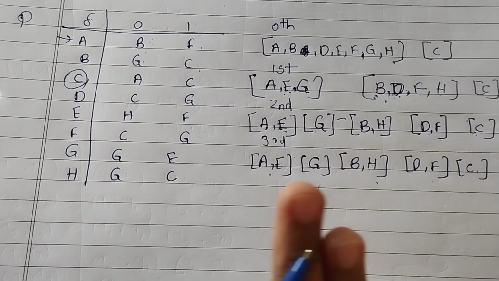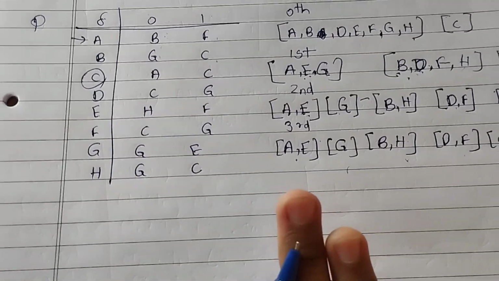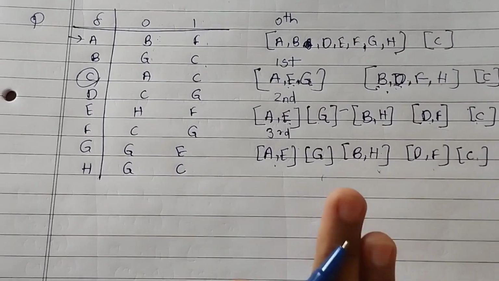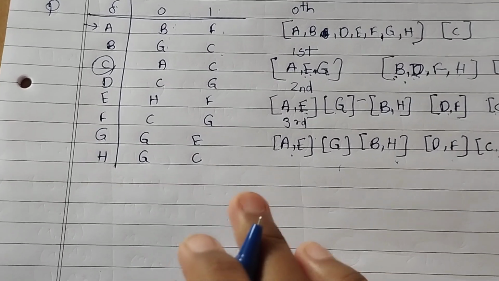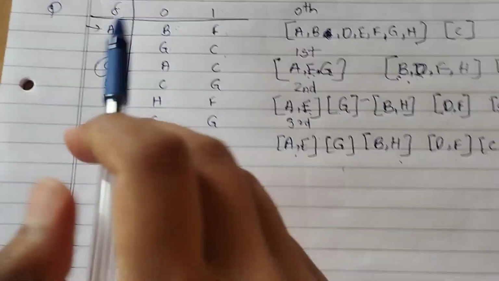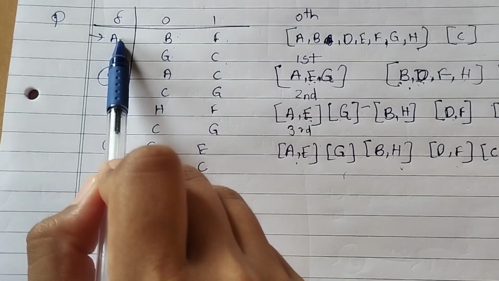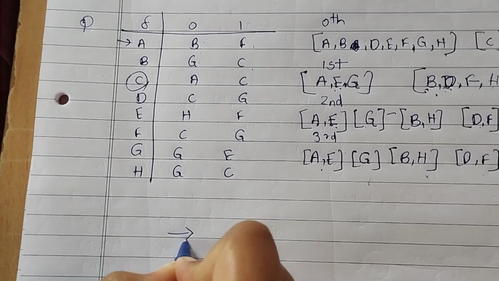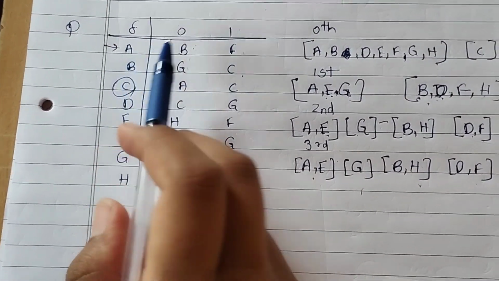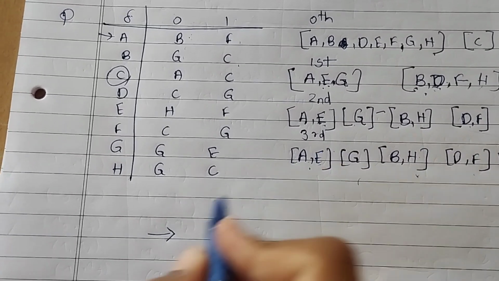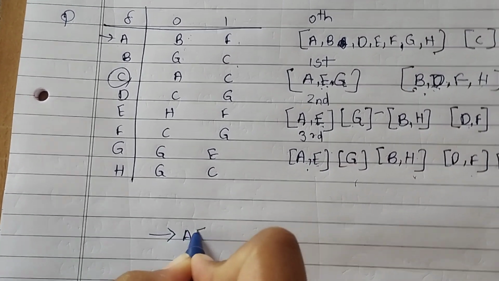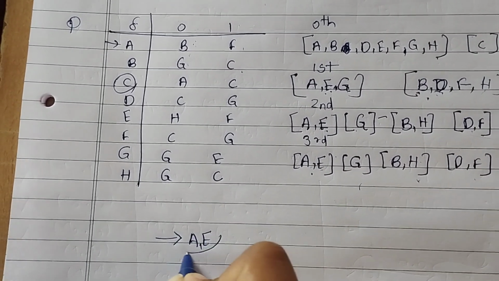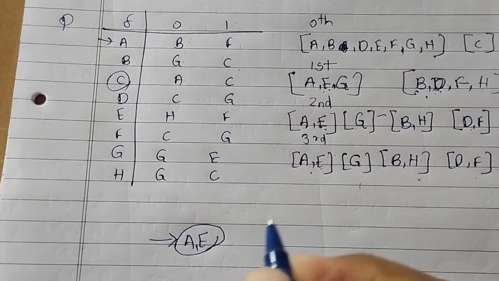So now our partitioning is over. Equivalents we do not find further, so we stop here. Now we only draw the transitions. We start with A because A is the initial state, but A is not present alone. It is paired with E. So we write here A, E, and this is the one state.